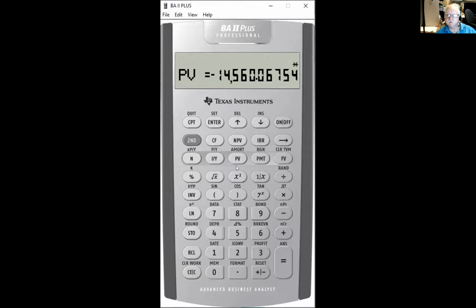So, can you see the calculator? Yes. Yes. I'm hoping we can see the calculator.